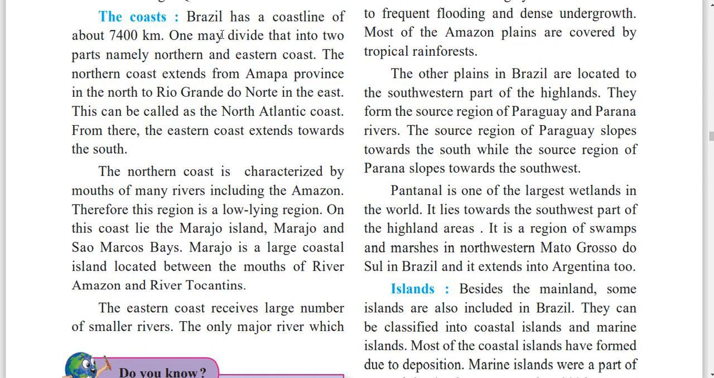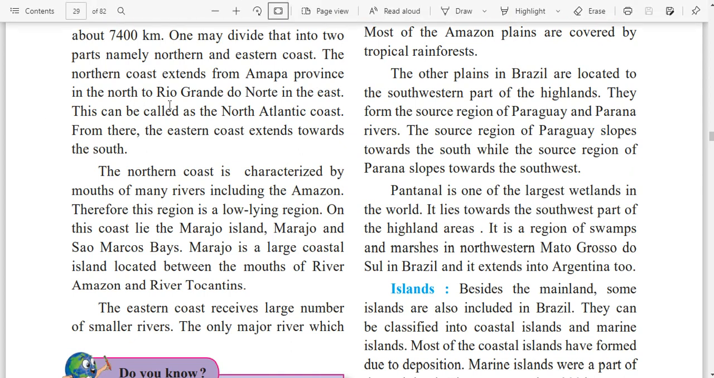The coasts. Brazil has a coastline of about 7,400 kilometers. One may divide it into two parts, namely the northern and eastern coast. The northern coast extends from Amapa province in the north to Rio Grande do Norte in the east. This can be called the North Atlantic coast. From there, the eastern coast extends towards the south.